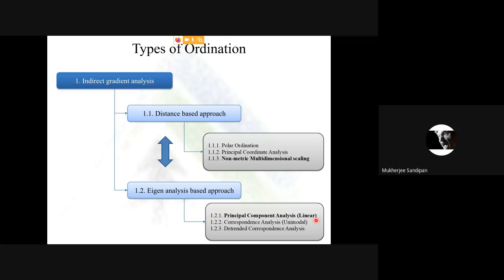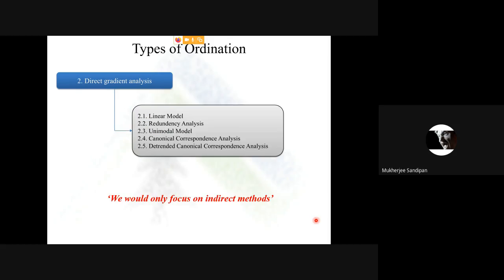Because I know that people are from different backgrounds, I have tried to minimize the mathematical interpretations and notations. I'll only use very simplified examples to show you how PCA works and how non-metric multidimensional scaling works. Then I'll show you some R code, how you can use R. It's open source software to analyze your data set.